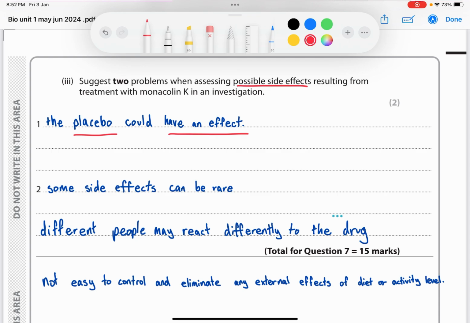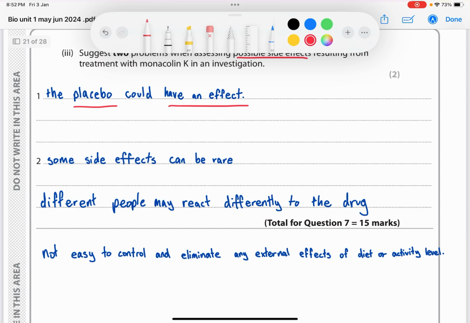So that's one factor. Another factor is that some side effects can be extremely rare, right? Everyone is different. Therefore, everyone's going to have different side effects. Some of them are really rare, and some of them, it's not easy to notice or recognize them, maybe. Another thing is that different people may react differently to the drug. Therefore, you're going to have different side effects. You're going to have different reactions to the drug.